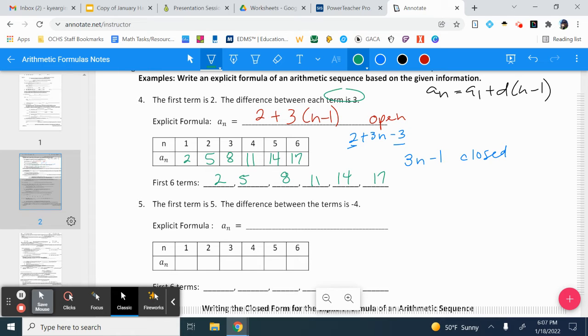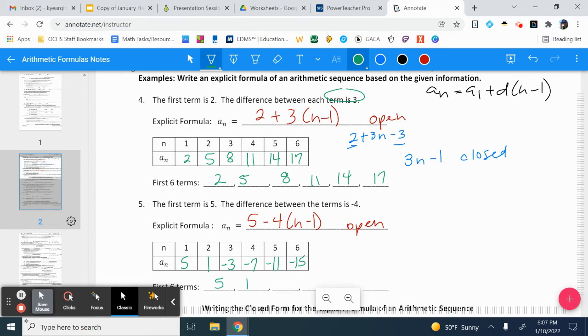As we look at number 5, we want to go back and start with our open explicit formula. It tells me that the first term is 5, and the common difference between the terms is negative 4. Well, I want to multiply that by n minus 1. And again, that's the open formula. If I wanted to, I could come in and fill in my chart next. My first term was 5. 5 minus 4 is 1. 1 minus 4 is negative 3. Negative 3 minus 4 is negative 7. Negative 7 minus 4 is negative 11. And negative 11 minus 4 is negative 15.